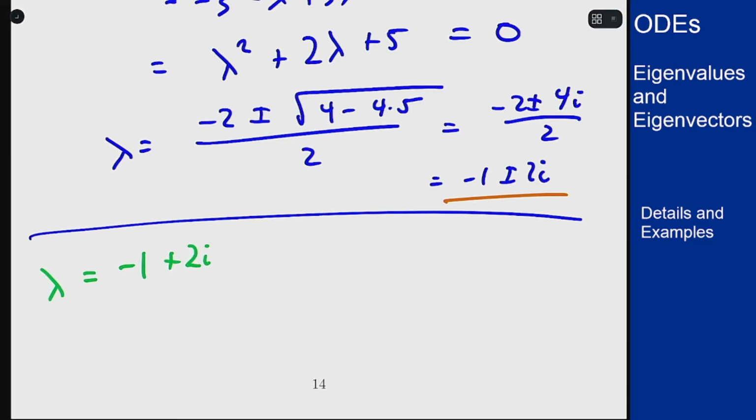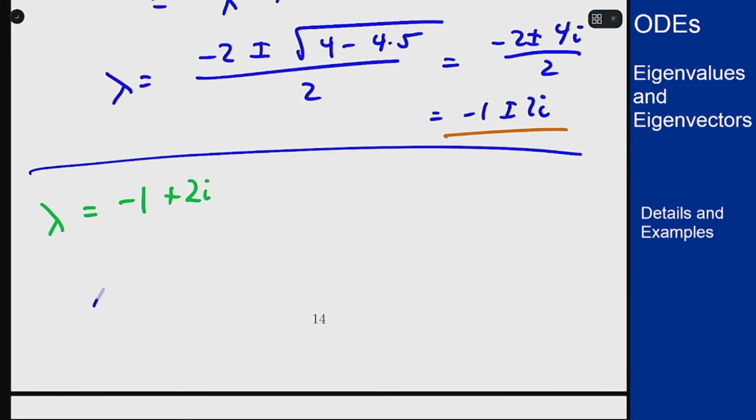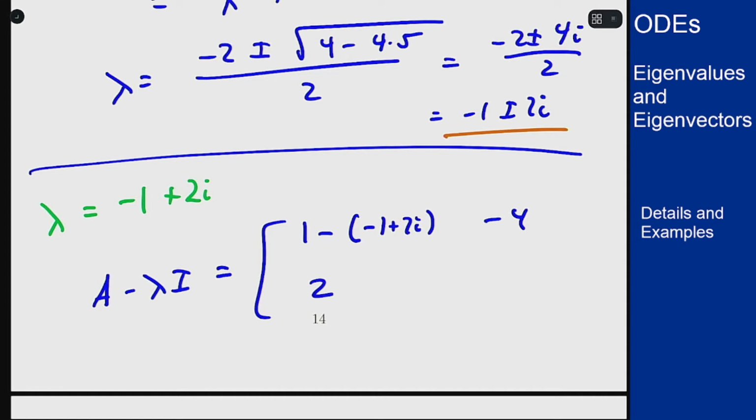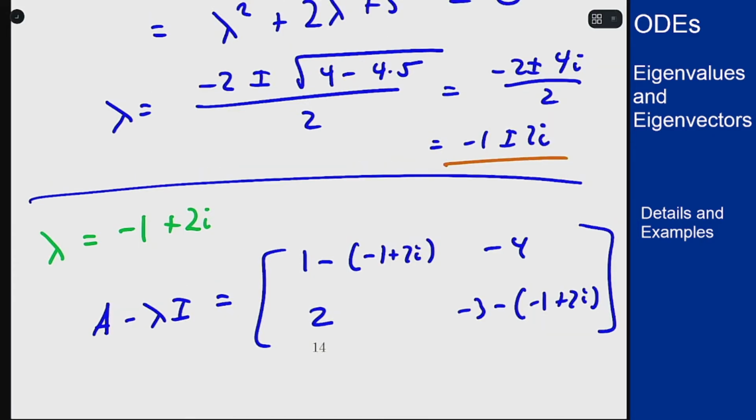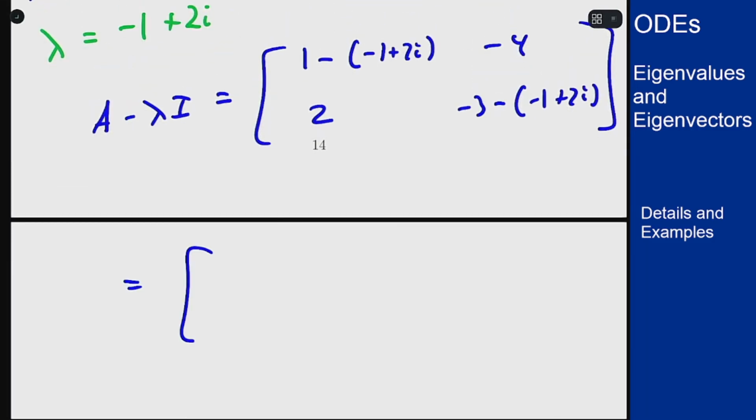Now to solve this out and look at the equation, A minus lambda I times v equals 0, and solve it. So A minus lambda I in this case is 1 minus (-1 plus 2i), -4, 2, -3 minus (-1 plus 2i). You want to be very careful with your signs here and how this stuff works. It's still 1 minus lambda and then -3 minus lambda, but lambda is now a complex number that has two parts to it. So let's collect some terms here. This matrix becomes 2 minus 2i, -4, 2, -2 minus 2i.